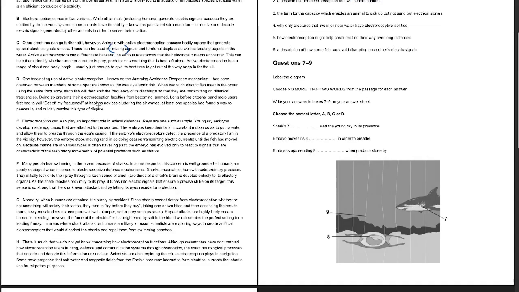One fascinating use of active electroreception, known as the jamming avoidance response mechanism, has been observed between members of some species known as the weakly electric fish. When two such electric fish meet in the ocean using the same frequency, each fish will then shift the frequency of its discharge so that they are transmitting on different frequencies. Doing so prevents the electroreception faculty from becoming jammed. Long before citizens band radio users first had to yell, "Get off my frequency," at hapless novices fluttering the airwaves, at least one species had found a way to peacefully and quickly resolve this type of dispute.